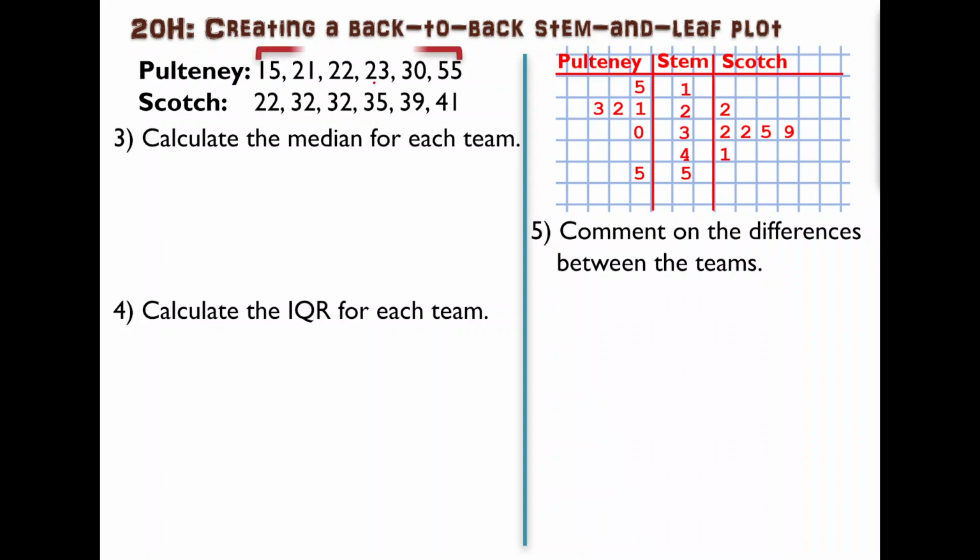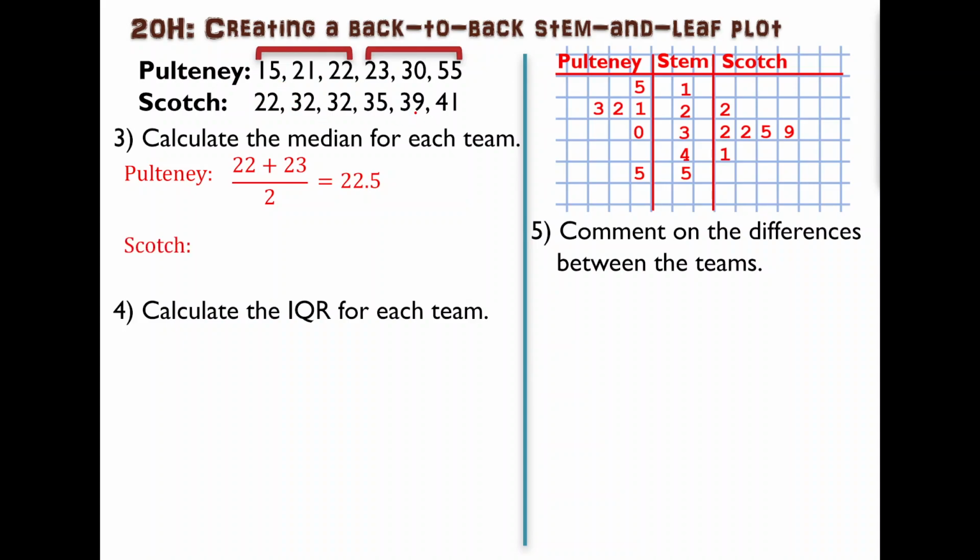In this case, if I divide it in two, is there one item in the middle or are there two items in the middle? There are two items in the middle. So for Poultney, I'm going to get these two data values and average them. So 22 plus 23, add them up and divide by 2 to get the average. What is halfway between 22 and 23? It's 22.5.